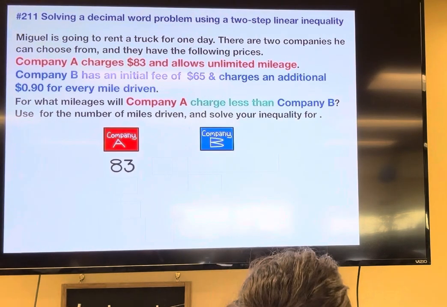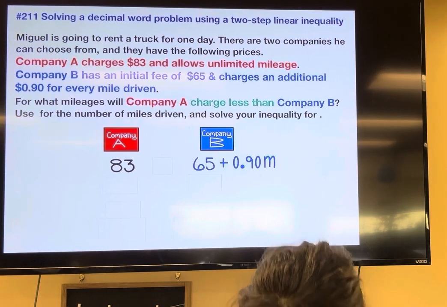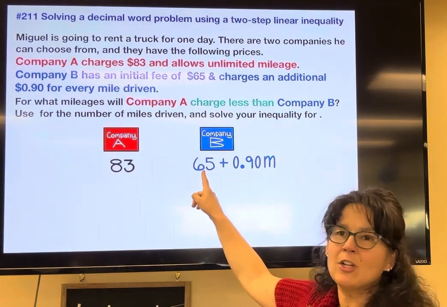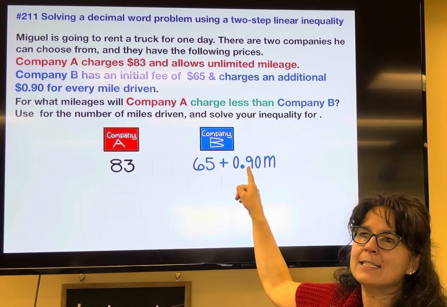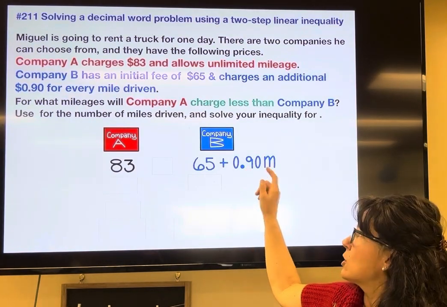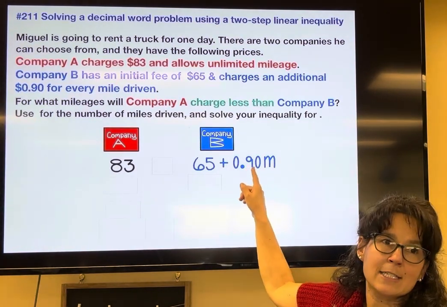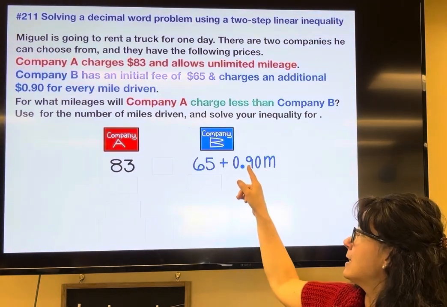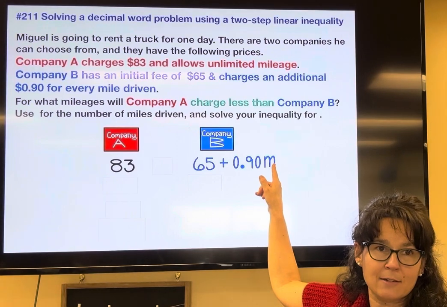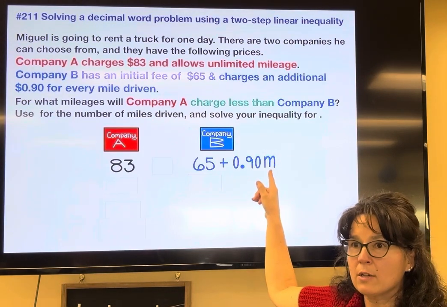Okay, so this company, it's $65 no matter what, plus 90 cents every mile. So if I drive 3 miles, it's 90 cents times 3. If it's 10 miles, it's 90 cents times 10, and so on.